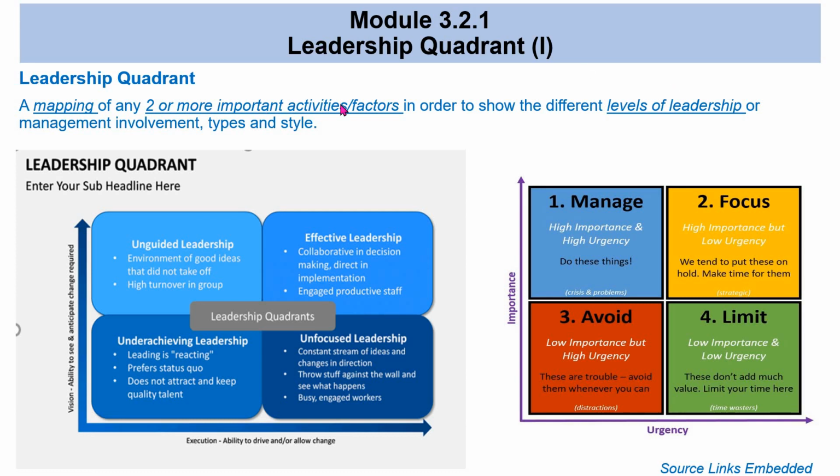Now, one way of looking at how you define what way of leading is by actually drawing up what we call a leadership quadrant. It's simply a mapping of two or more important activities or factors that you can use to show different levels or styles of leadership, and you can try to figure out where you are.